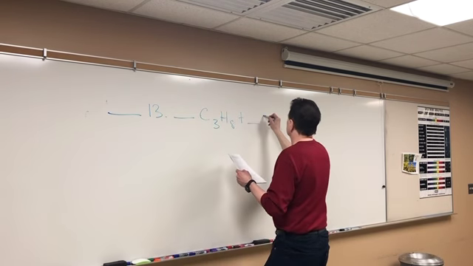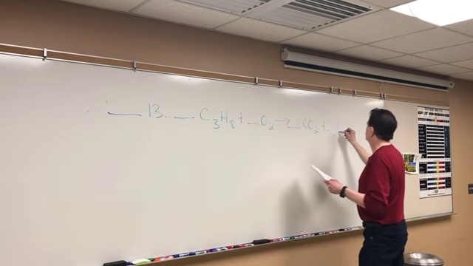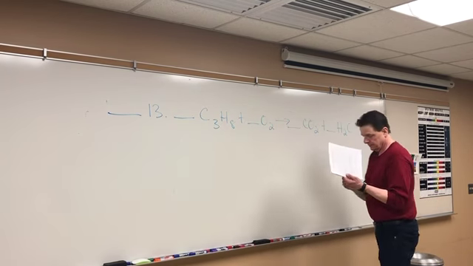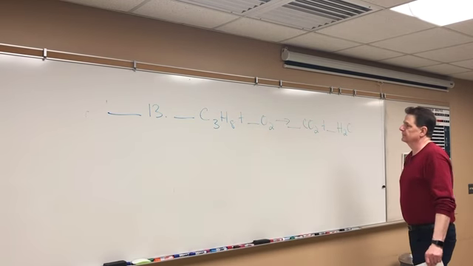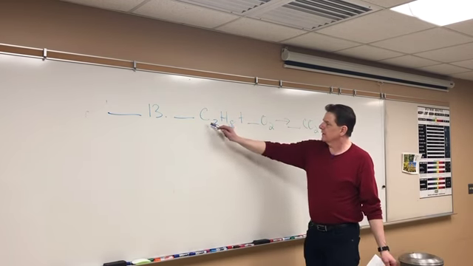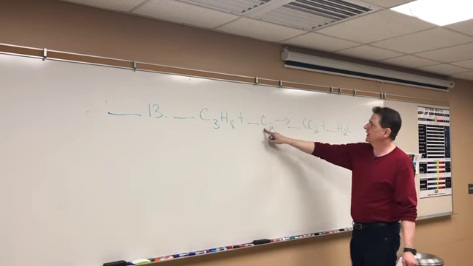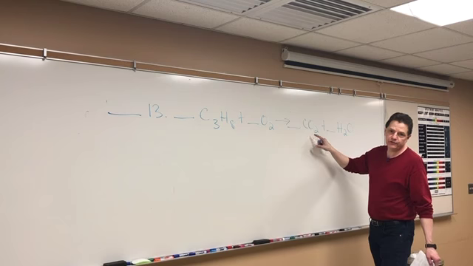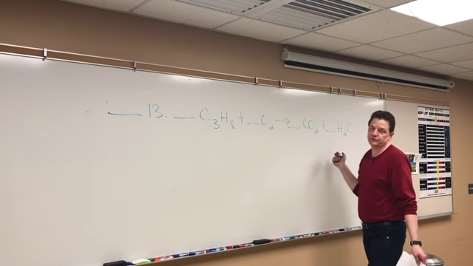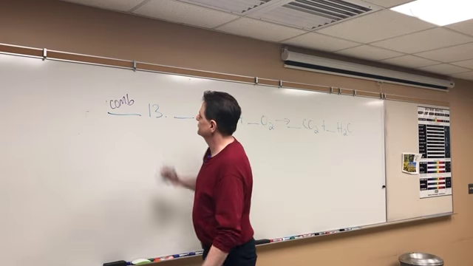C3H8 plus O2 making CO2 and water. Okay, so let's take a look at what we got. First up, let's type it. We've got carbon and hydrogen, or hydrocarbon, we have oxygen, and we have carbon dioxide and water. You always recognize combustion reactions off the products because it's always CO2 and water. So it's a combustion reaction.